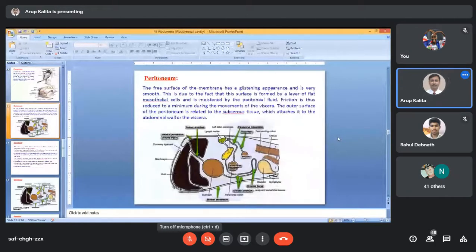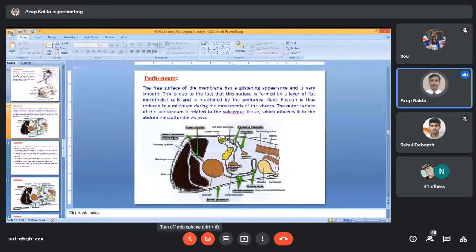Now, I told you that this is the outer lining of the peritoneal cavity. The outer lining of the peritoneal cavity is the parietal peritoneum. There is another peritoneum which infolds towards the contents of the abdominal cavity, and that lining is called the visceral peritoneum.